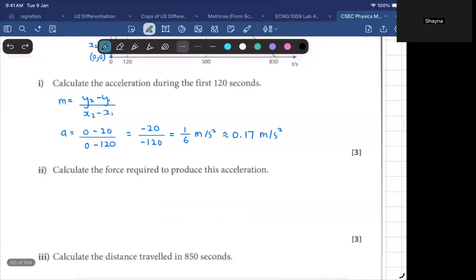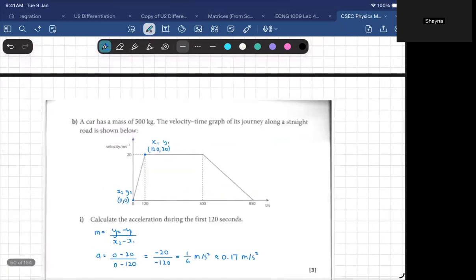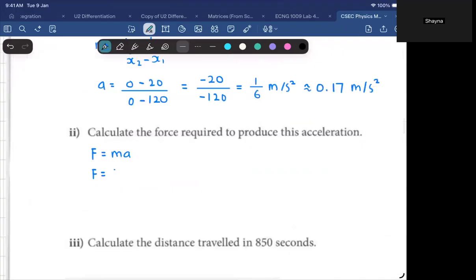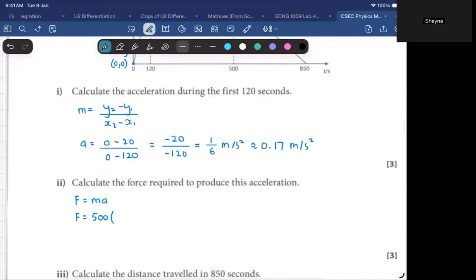Calculate the force required to produce this acceleration. So what is the formula for force? Mass times acceleration, m times a. Do we have a particular mass? Did they give us a mass? Yes, 500 kg. Great, that was the mass. And they want us to figure out the force that would produce this acceleration.